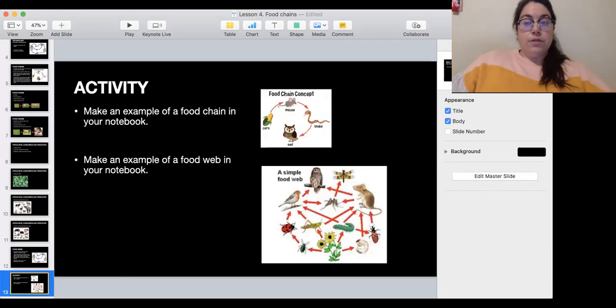And then for today, after you finish your lesson and you take your notes, I want you to add something to your note, okay, as an activity. I want you to make an example of a food chain in your notebook so you can draw it and label it, and also an example of a food web in your notebook. So both food web and food chain. And here I give you a picture. You can copy the ones from your lesson, or you can choose your own from an animal that you like, okay?